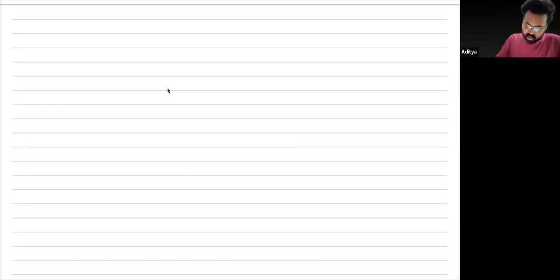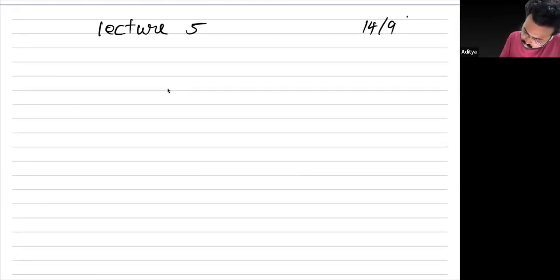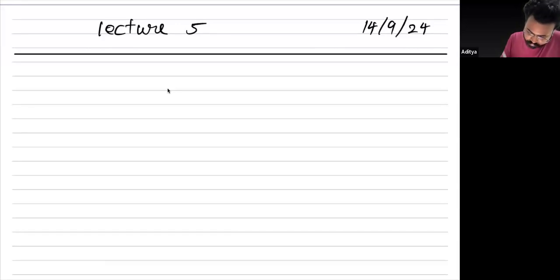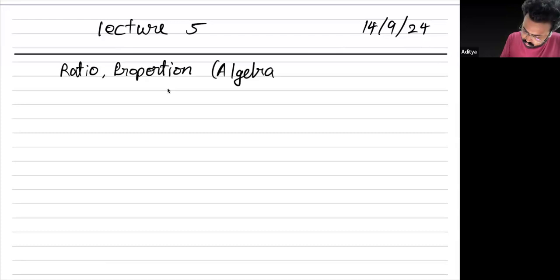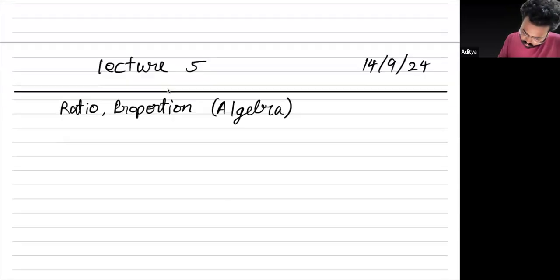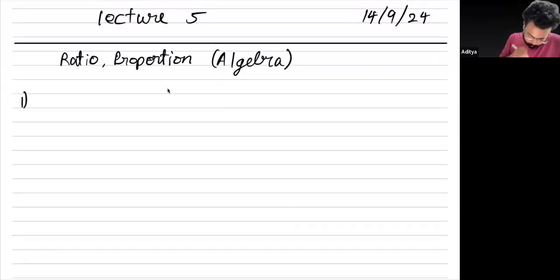Today we'll do a little bit of ratio proportion related questions and a new concept. Lecture 5. Okay, let's start with the first question.